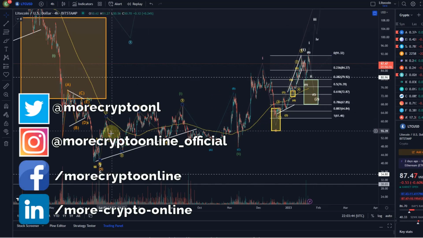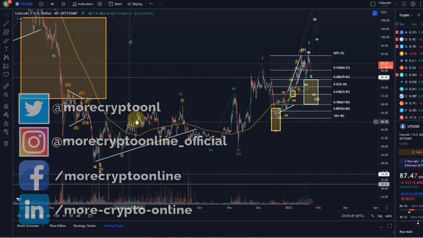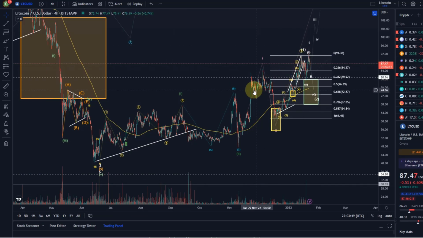Litecoin is not making too bad of an impression here. It's holding quite well. It's keeping up with Bitcoin. Certainly could have bottomed here in the bear market back in June. We've been tracking this sort of bullish pattern for weeks now. The wave count really hasn't changed much. I think it's adhering to it very well.